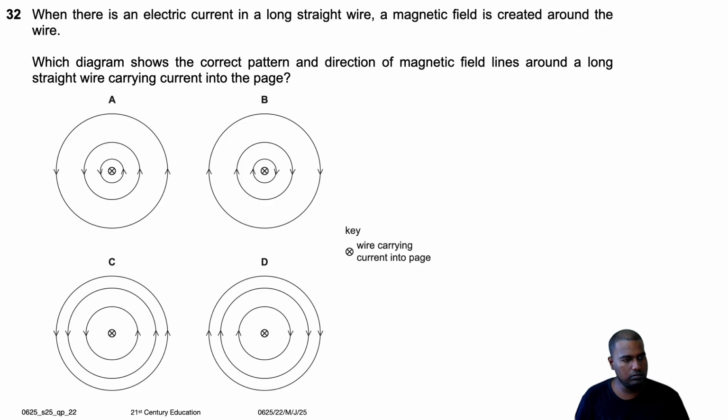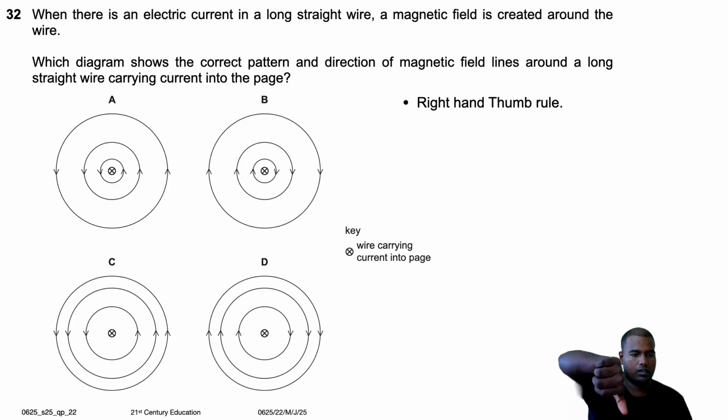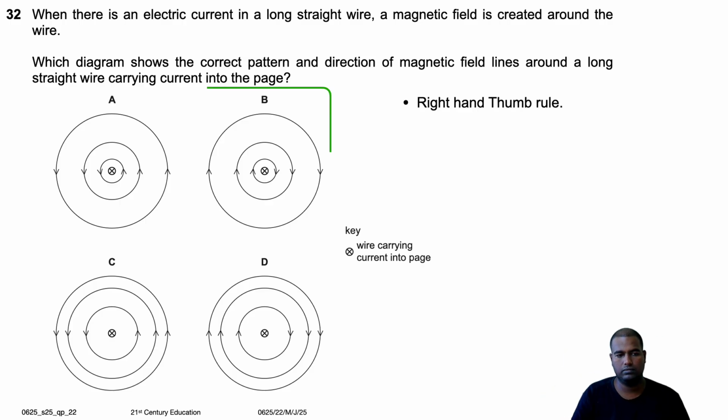When there is electric current in a long straight wire, a magnetic field is created around the wire. Straight wire carrying current into the page. So if this is the page, into the page. Okay. So into the page. So we have to use the right hand thumb rule to find the magnetic field lines. So this is into the page, so it will be clockwise. So option B.